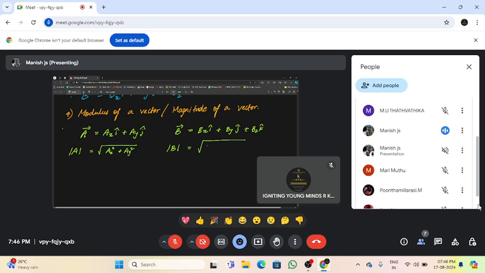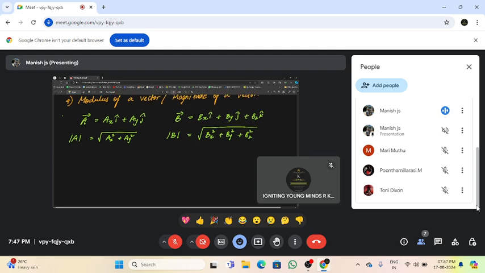So here mod B would be the square root of bx squared plus by squared plus bz squared. And that's how you evaluate the modulus of any given vector. Okay, I hope I'm clear. So this is how you identify the modulus of any given vector. Now, let's try to identify the modulus of a vector, a simple question for your understanding.